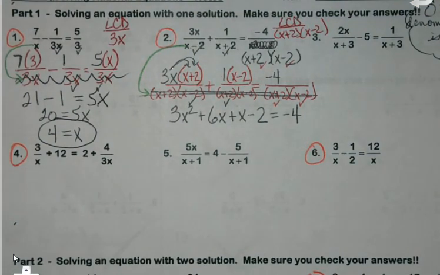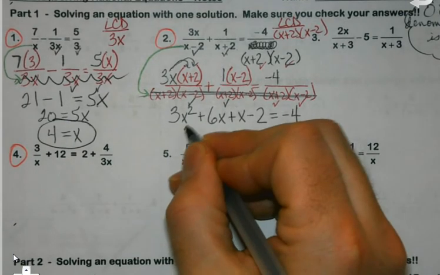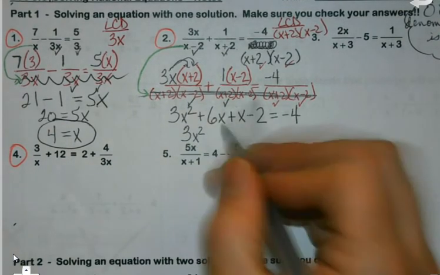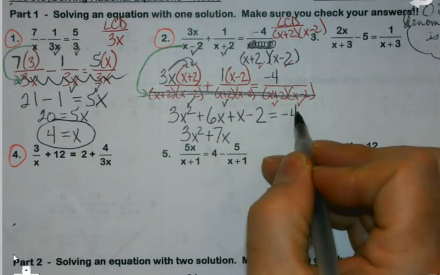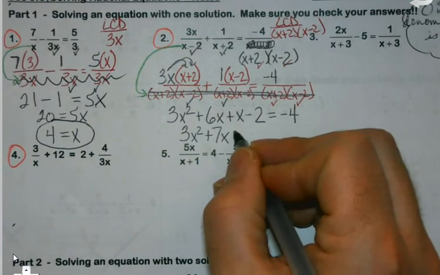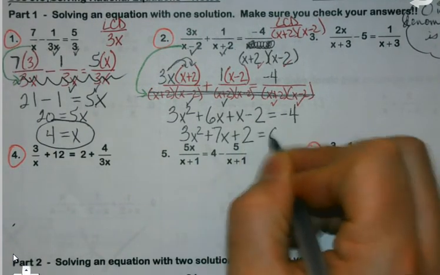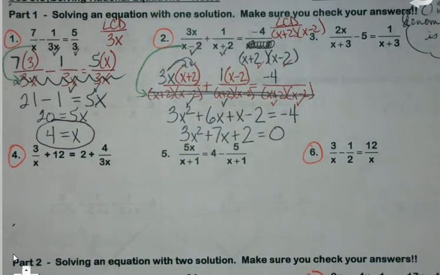Anytime you get one of these set up and you have an x squared term, everything needs to end up on the x squared side, because that's the only way we're going to be able to factor it. So in this case, we've got 3x squared, 6x and another x gives me 7x. And if I bring that negative 4 over by adding it, negative 2 plus 4 is positive 2. So what we're going to do at this point is factor this.